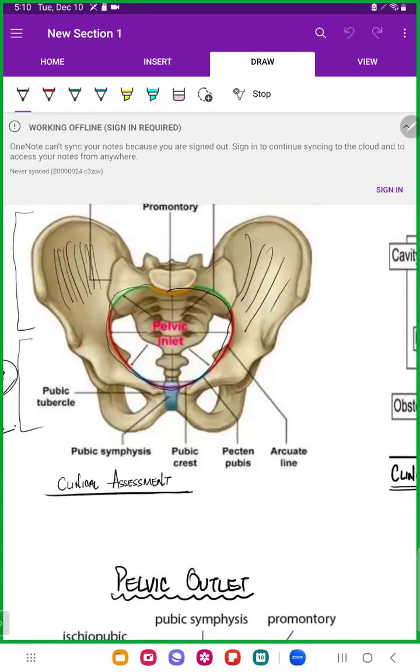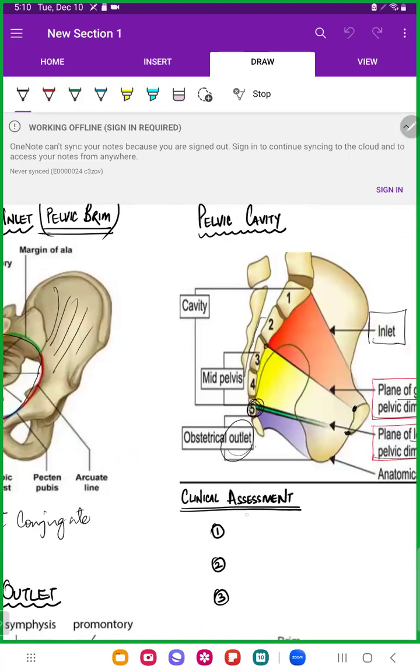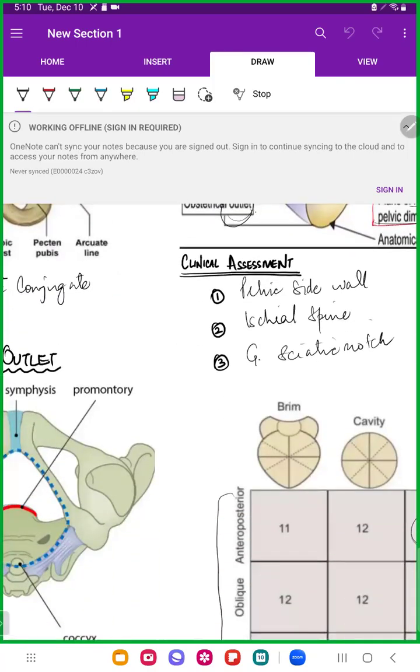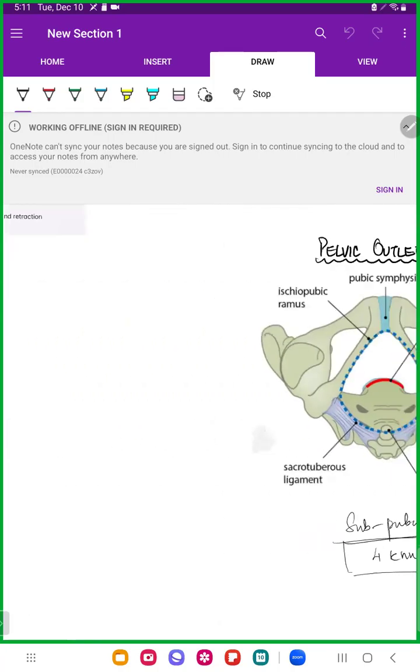So we look for obstetric conjugate to assess pelvic brim. To look for the cavity, we look for pelvic side walls. Okay. We look for ischial spine, whether they are prominent or not. And we look for greater sciatic notch. Okay. For outlet, we look at the subpubic angle, for which we do a 4-knuckle test. We see whether the 4 knuckles of our hand are able to fit in that subpubic area or not. Okay.